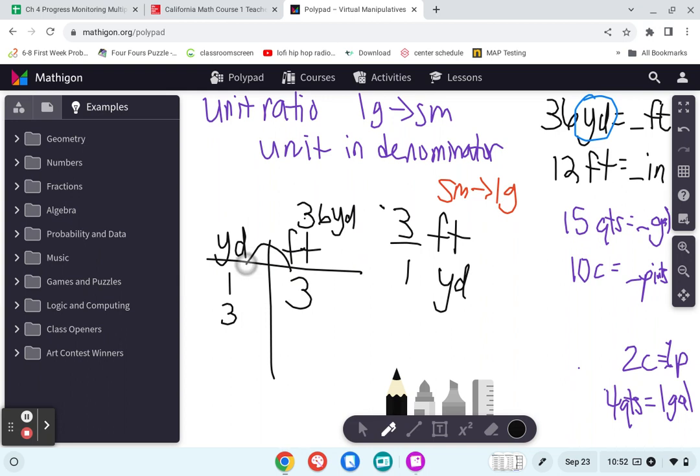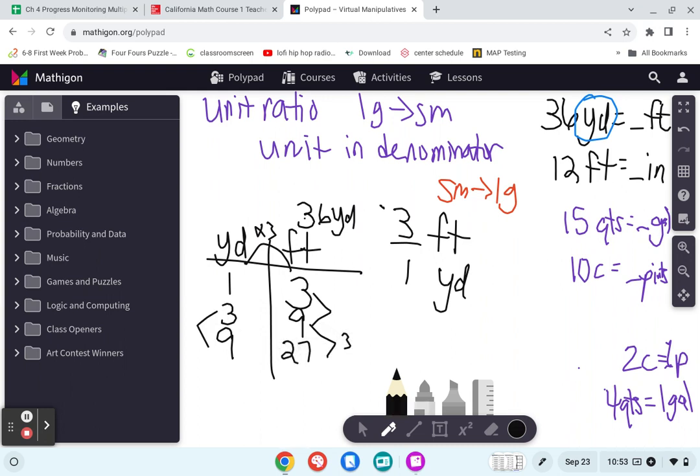So then if I got 3 yards, how many feet is that? We see the relationship here is times 3. So let's go ahead and do 3 times 3. That'll give me 9 feet. Okay, so let's do that again. What if I have 9 yards? Well, 3 times 3 is 9, so I'm going to do the same on this side. 9 times 3 is going to be 27.